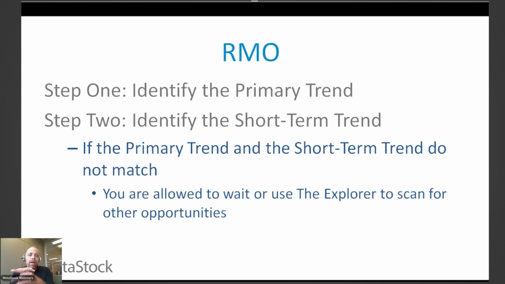Again, if they don't match, if it's bullish long-term and bearish short-term, you want to wait until they match. So then you're allowed to wait. You can run the exploration in MetaStock and find maybe opportunities that exist right now, but you're not allowed to trade.